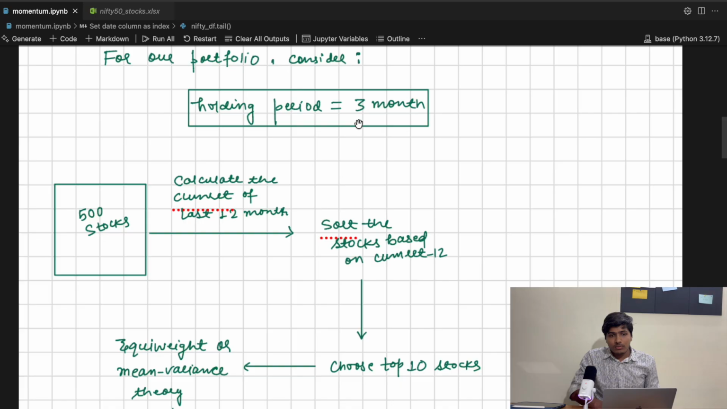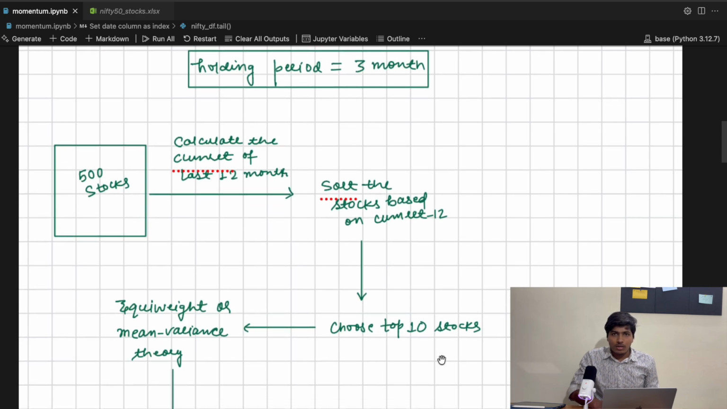We are having a 3-month holding period. Instead of 500 stocks as a universe, we are using Nifty 50, and we are going to calculate the top 10 stocks based on a factor called momentum. We are not going to take a raw momentum. We are going to take a risk-adjusted momentum, which is cumulative return divided by standard deviation over the same time period.